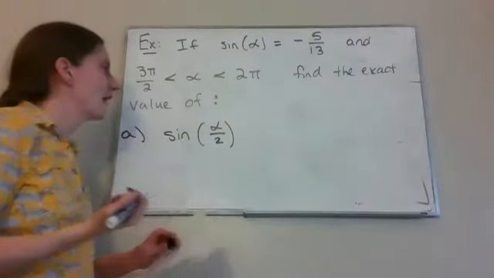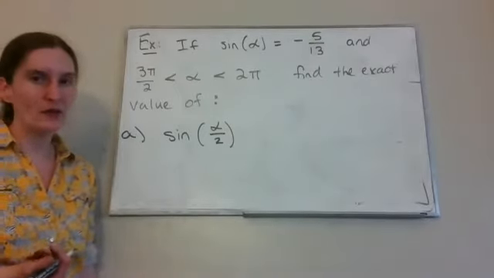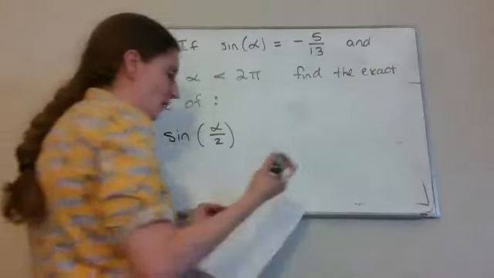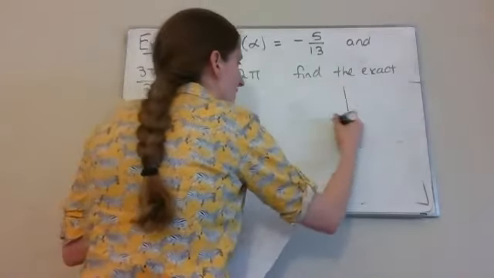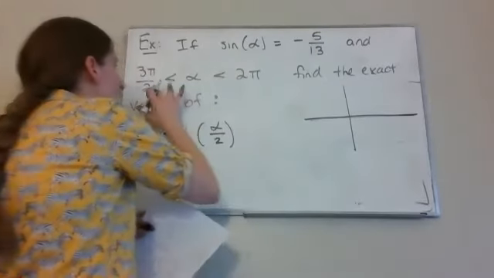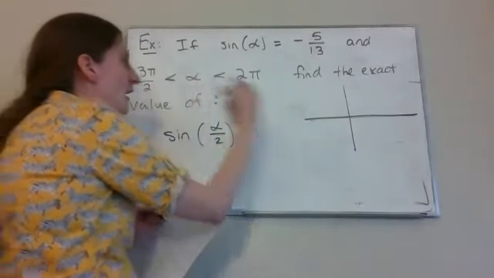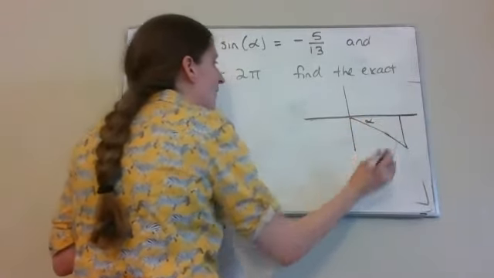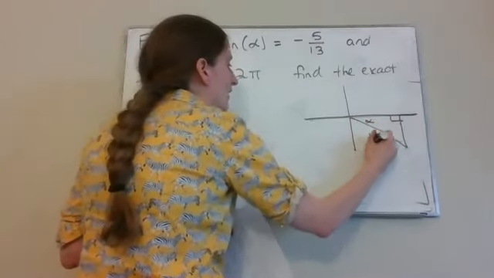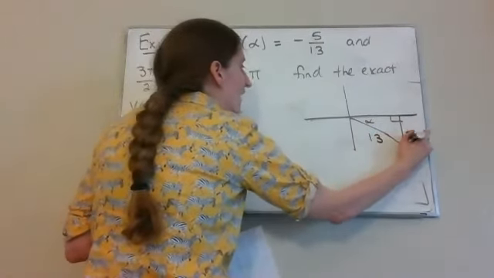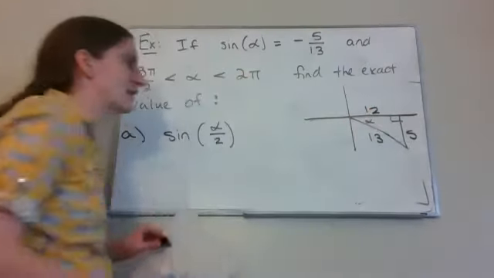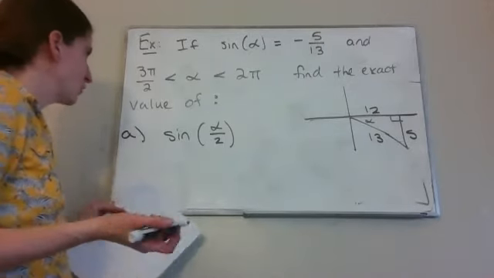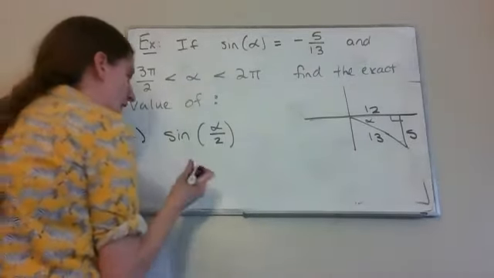So first, let's figure out where the angle alpha over 2 is, so that we know if I'm going to have positive or negative for this. Well, if I draw a picture, it tells me alpha is between 3 pi over 2 and 2 pi. So alpha is somewhere over in this quadrant. So let me set up my alpha. I know my hypotenuse is 13, opposite is 5. If I did the Pythagorean theorem, I get that that other side is 12. That's where alpha is. But alpha over 2, I would have to divide all of these.